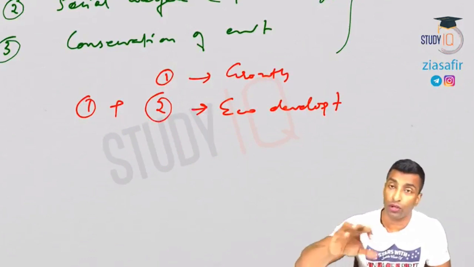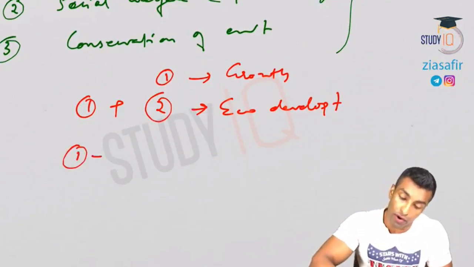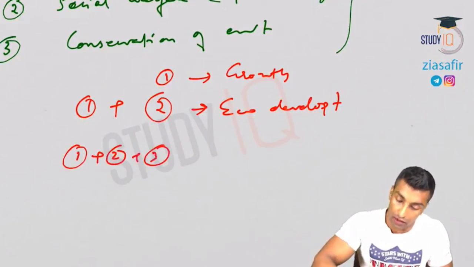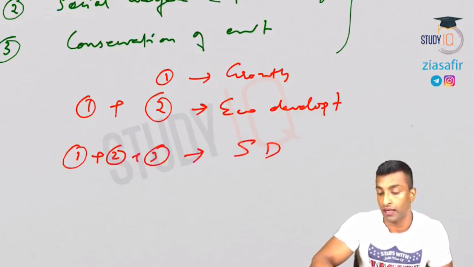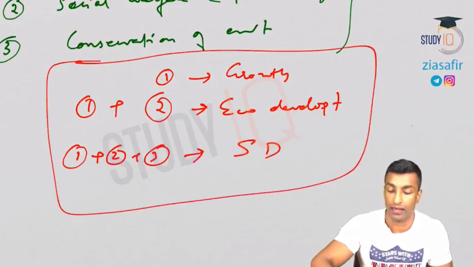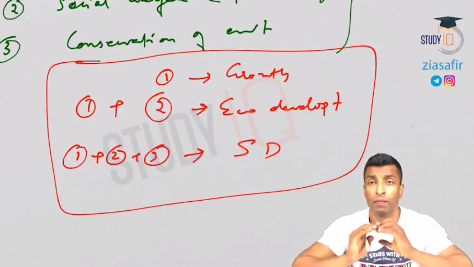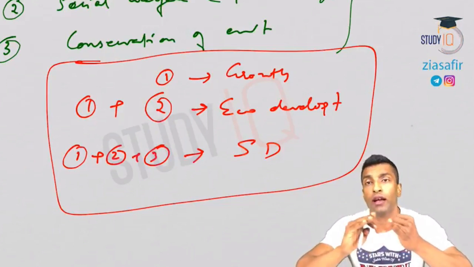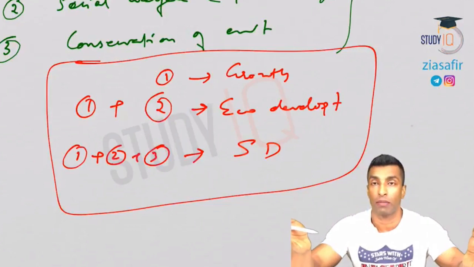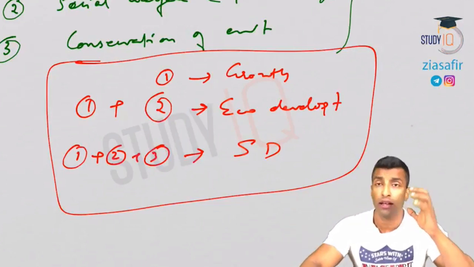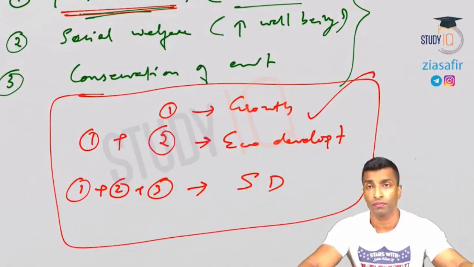So 1 plus 2, if you see, it is development, and a more broader concept, 1 plus 2 plus 3, if you see, that is sustainable development. So this is how you need to understand, and this is the importance. So development plus environmental conservation, that's what sustainable development. Okay, so first one, real GDP increase, that is just growth.